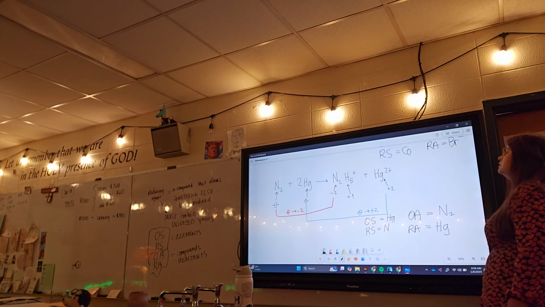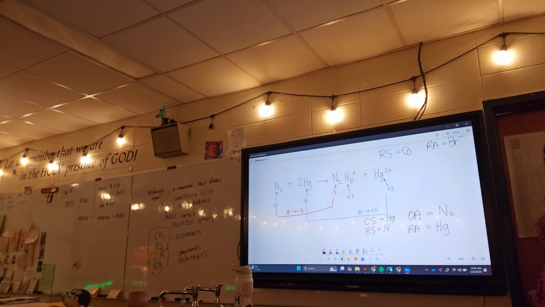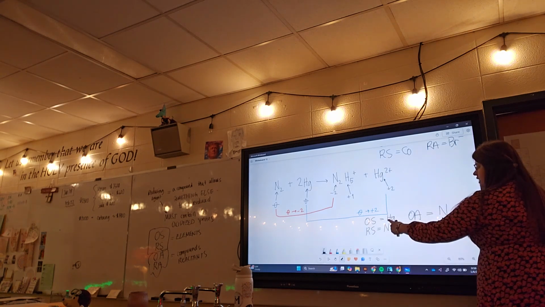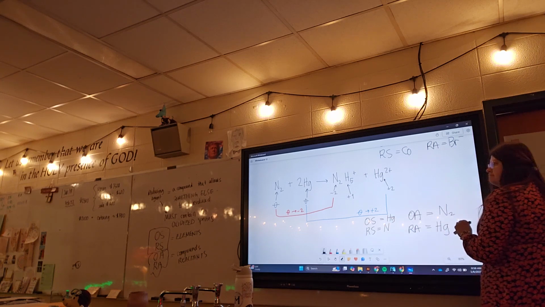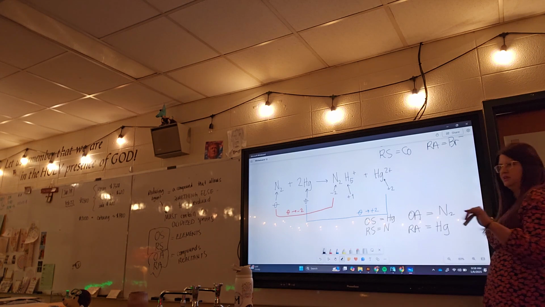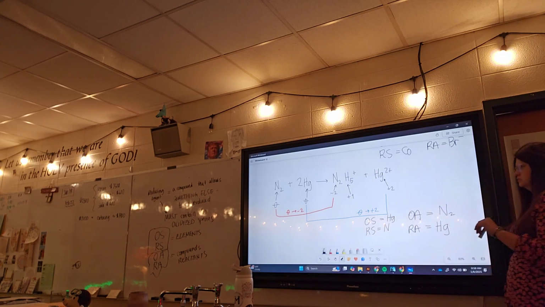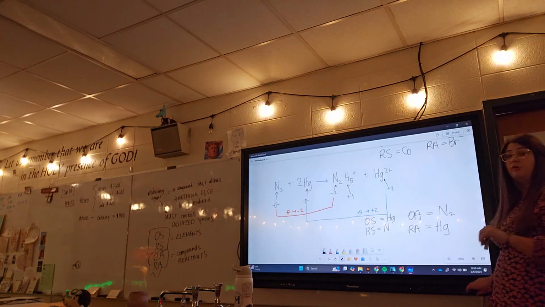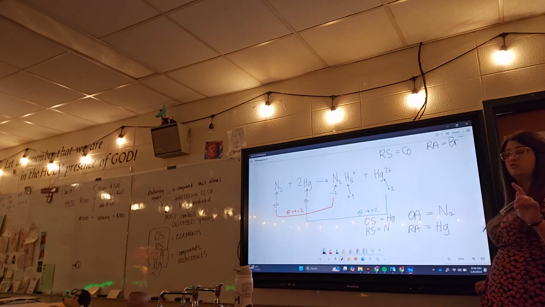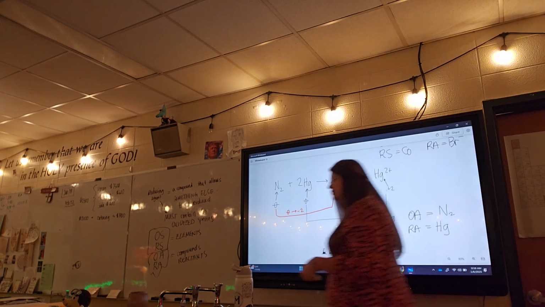What's the oxidizing agent though here? N2. Yeah, N2. Okay, so now just look at this. Sometimes the species and the agent are the same thing, but that's just a coincidence. That's not normally true. All right, how about we do one from your homework so that you at least have a starting point for this?